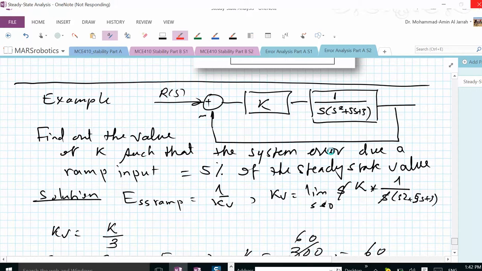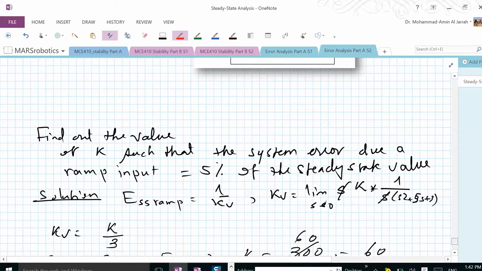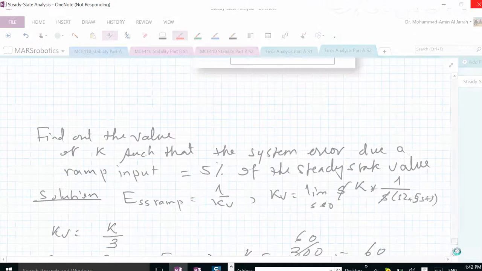What are the roots for S square plus 5S plus 3? Come on, don't do this. Okay. Why?